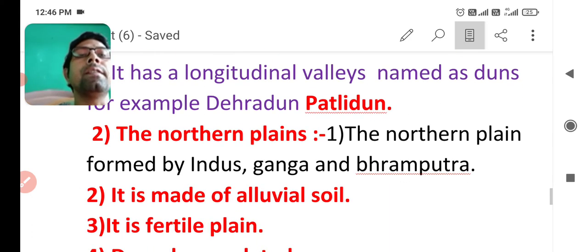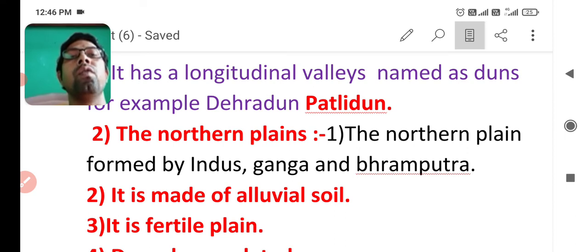And the next is the northern plain. So the topic of today is the northern plain, but I have revised the points of yesterday's topic because there was a voice issue in the video. You know that the northern plain is located in the northern part of India. So that's why it's known as the northern plain. And you know that plain is a flat area. The northern plain is formed by Indus, Ganga and Brahmaputra. So there are some rivers which form the northern plain.